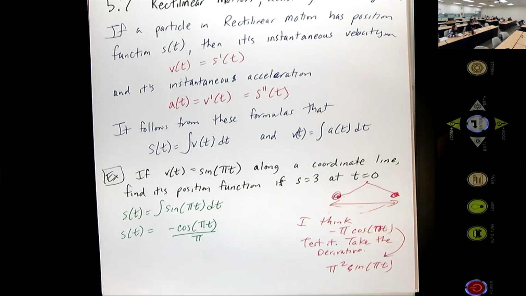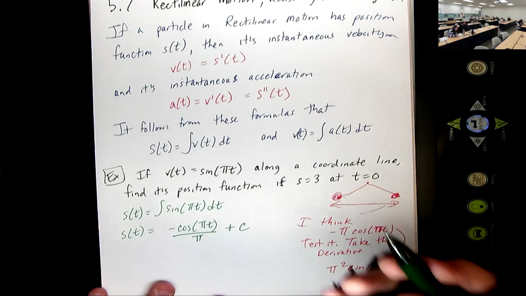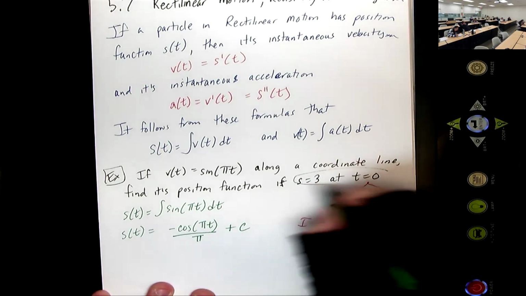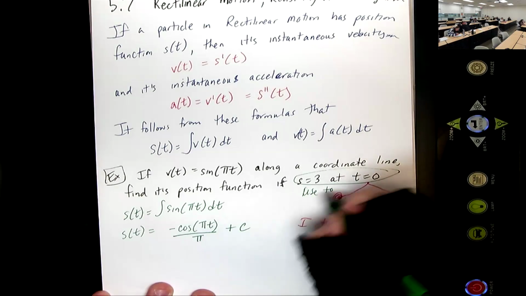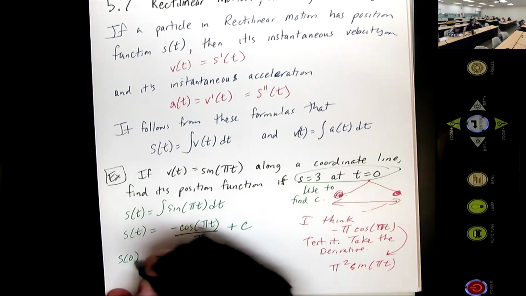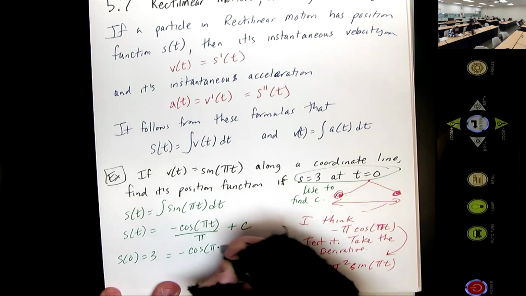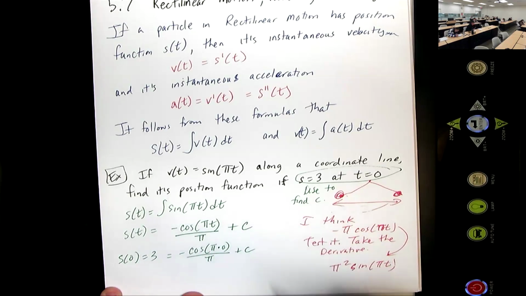What else? We're missing something. Plus C. We didn't do the definite integral, so we didn't have boundaries, we have to have a constant of integration. So we can find C using this. At t equals 0, s should equal 3, and this equals negative cosine pi times 0 over pi plus C.